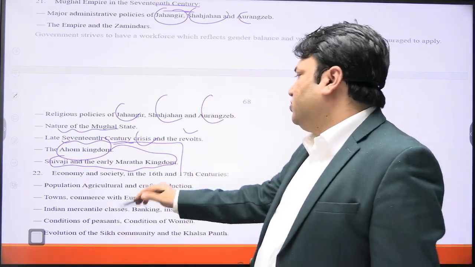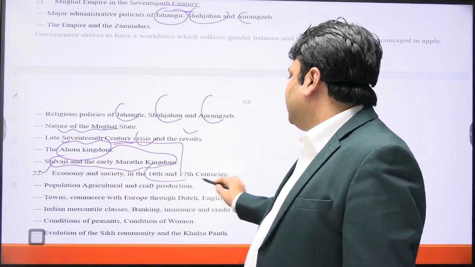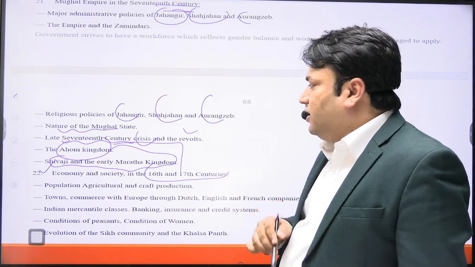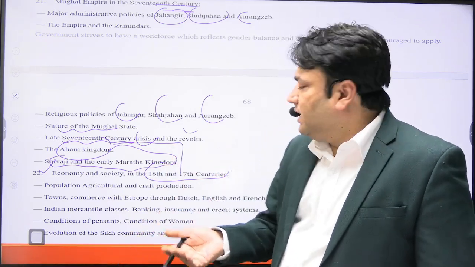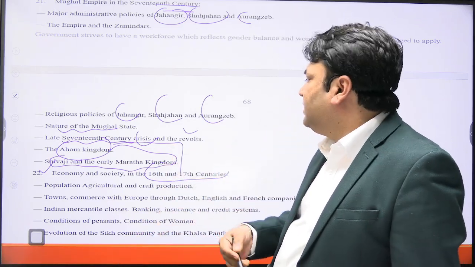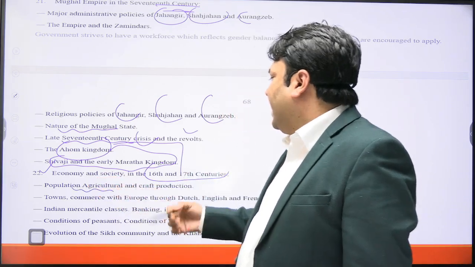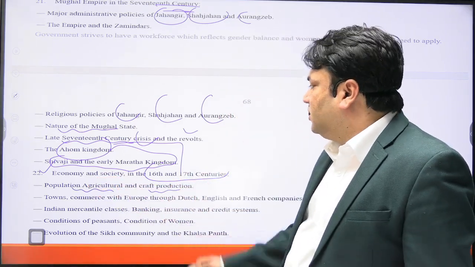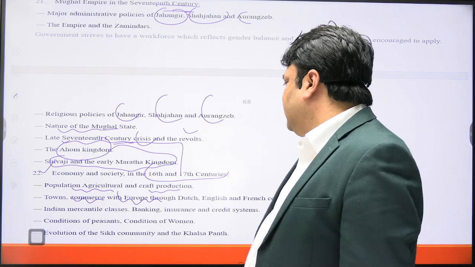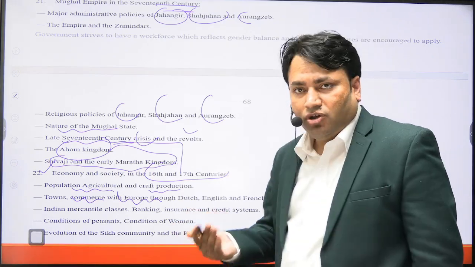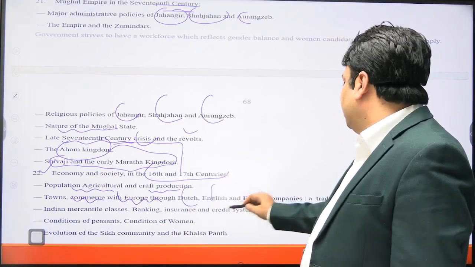Now 22nd number topic is what? It is covering 16th and 17th century. Here we need to study about the nature of economy or the important economic developments that took place during this 16th and 17th century. And for that particular reason, we need to understand about the agriculture. We need to read about the craft production, towns, commerce. And at the same time, what we see that our trade and commerce with European groups was also being promoted with Dutch, with English, with French companies.